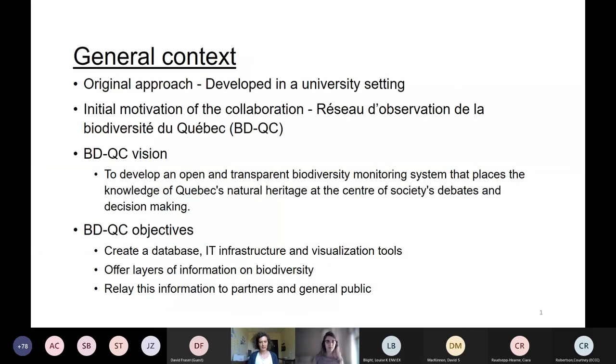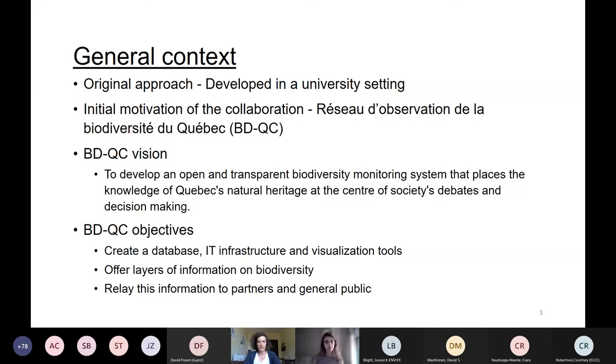Next slide, please. First of all, I wanted to put the KBA project in Quebec into context, because unlike in other provinces where the initiative is being developed in a governmental setting, here in Quebec, the work is being realized in a university context. The initial motivation for the collaboration between the University of Sherbrooke and the KBA project and WCS is because we are developing a réseau d'observation de la biodiversité du Québec. This is a network for observation of biodiversity in Quebec. I will now call it BDQC, so it's a bit shorter.